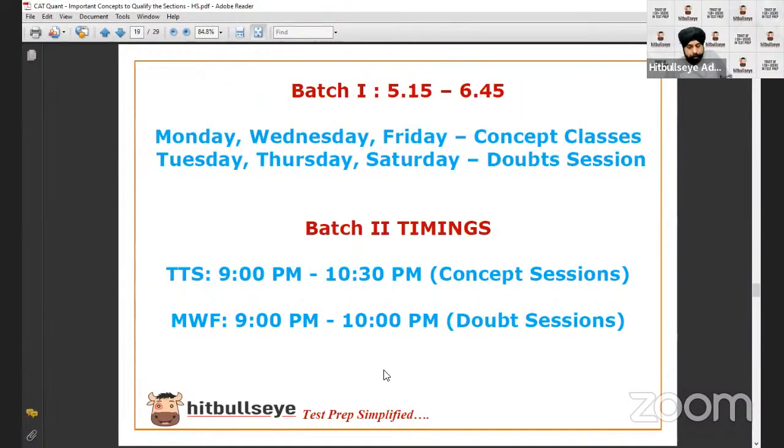And people, there are 3 batches going on. Batch 1, a weekday batch, 5:15 to 6:45, Monday, Wednesday, Friday, we take concept classes, and Tuesday, Thursday, Saturday, you have the doubt sections of the same. So it goes all 6 days a week. Batch 2 has the timings 9 to 10:30 concept sessions, Tuesday, Thursday, Saturday. And Monday, Wednesday, Friday, you have their doubt sessions from 9 to 10.